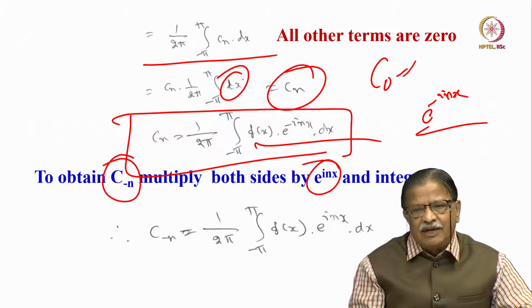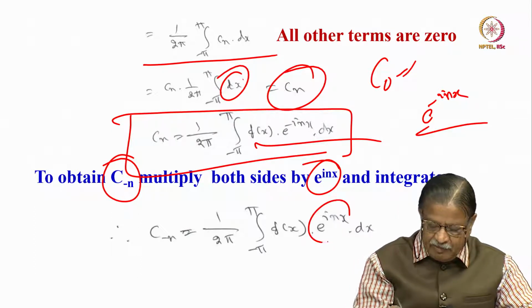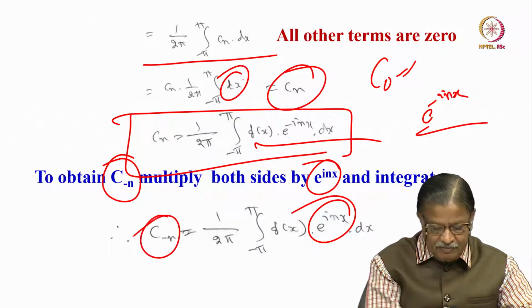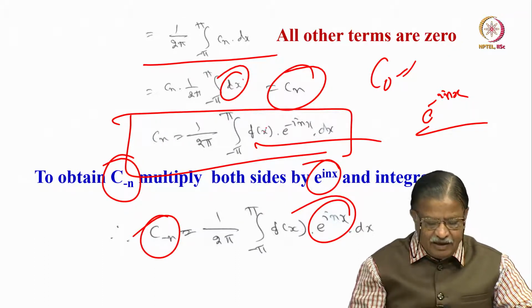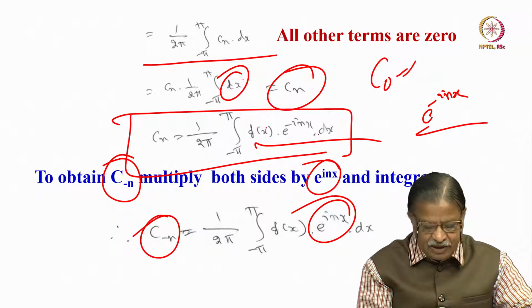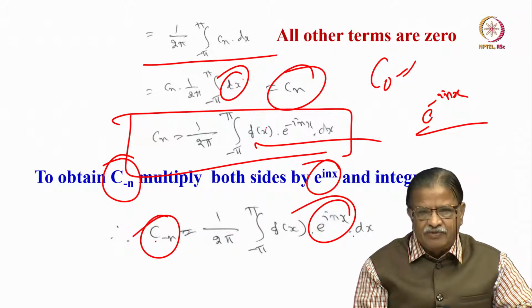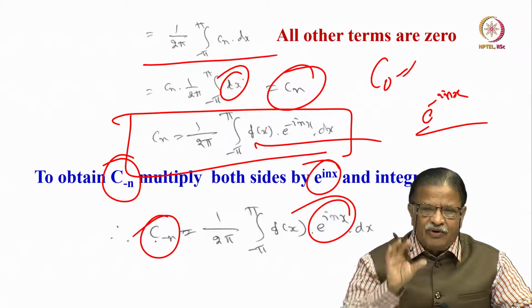Simple jugglery we are doing, nothing else. So, substitute e to the power of in x to obtain C minus n like we did here. So, Cn if you want to get, I do this. C minus n if I want to do, I will do this one. I know I told you already what to do if I want to get C0.